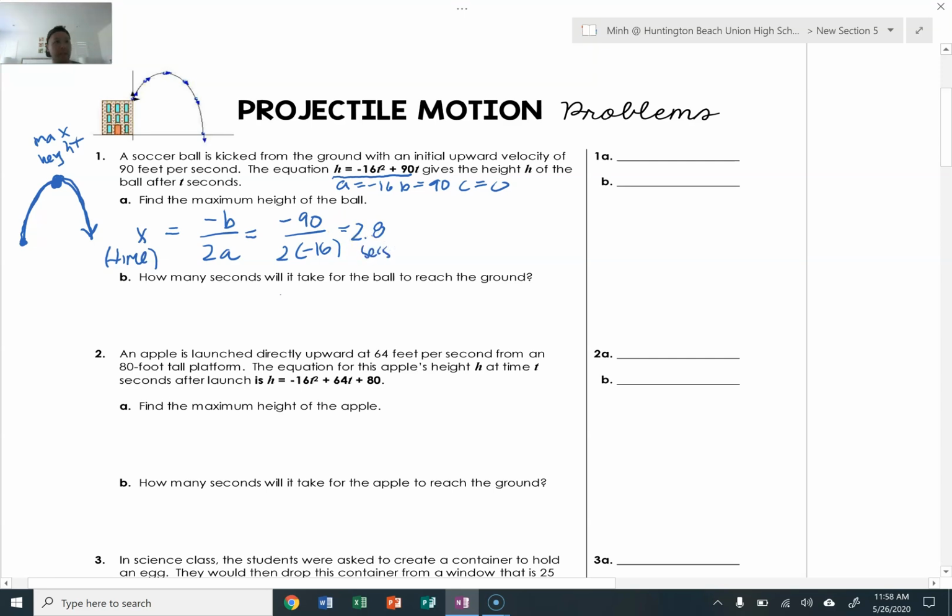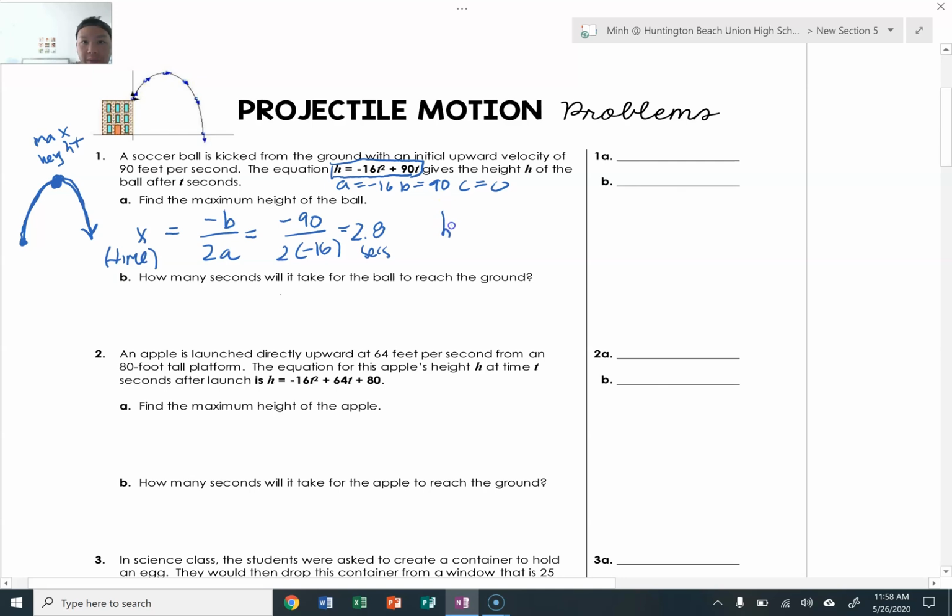Well, this doesn't answer our final question, but it helps us get to the final question. So it'll take 2.8 seconds to get to the maximum height. We know our height formula is right over there. That's your equation. So we're going to put time back into the equation, and that's going to allow us to figure out what height is the max height.